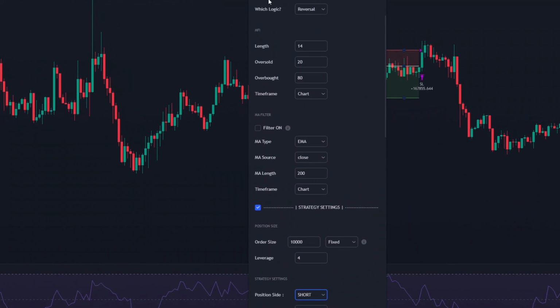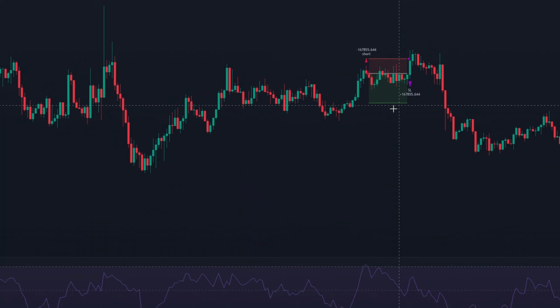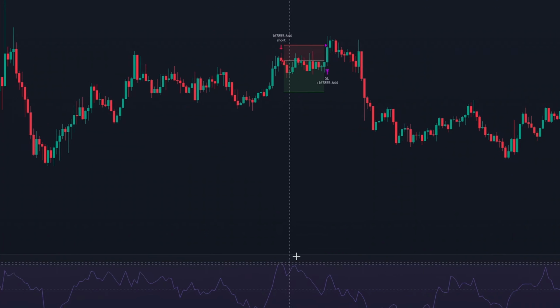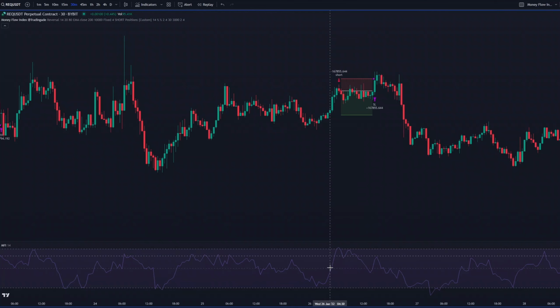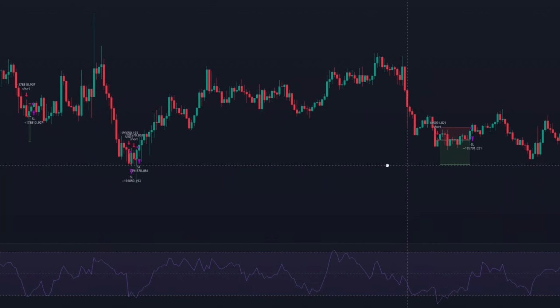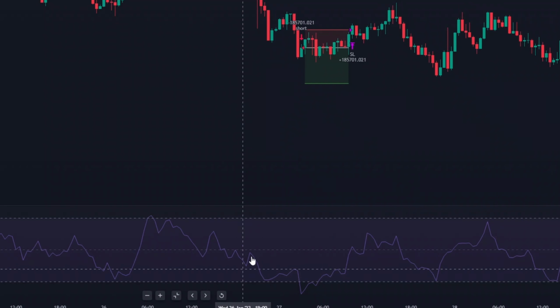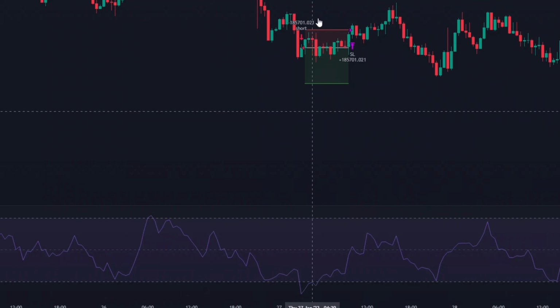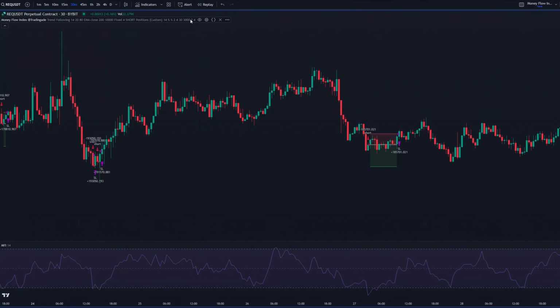Whereas for a short position, with the reversal logic, the strategy will generate a short entry signal when the MFI goes in overbought area. As you can see, MFI goes in overbought area and a short position is opened. Whereas by changing from reversal to trend following, we will open a short position when the MFI goes in oversold area. As you can see, oversold area and a short position is opened. So as we have seen, it's really simple. These are all the rules for the main entries.